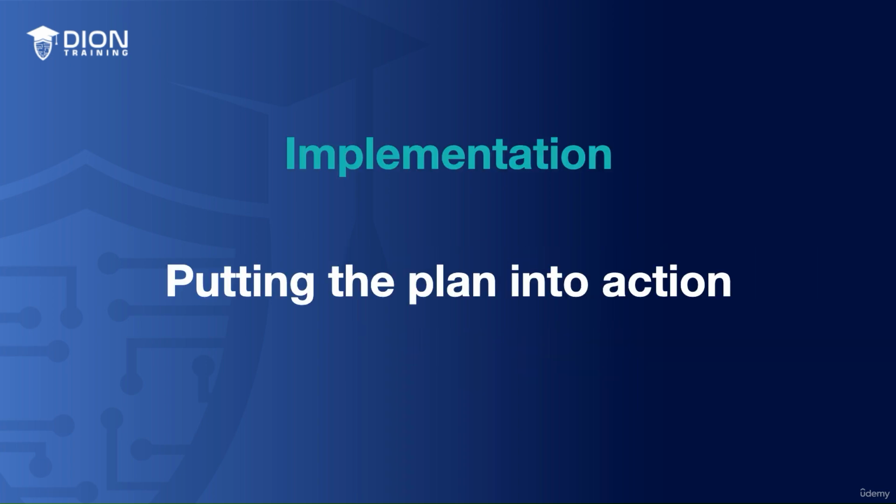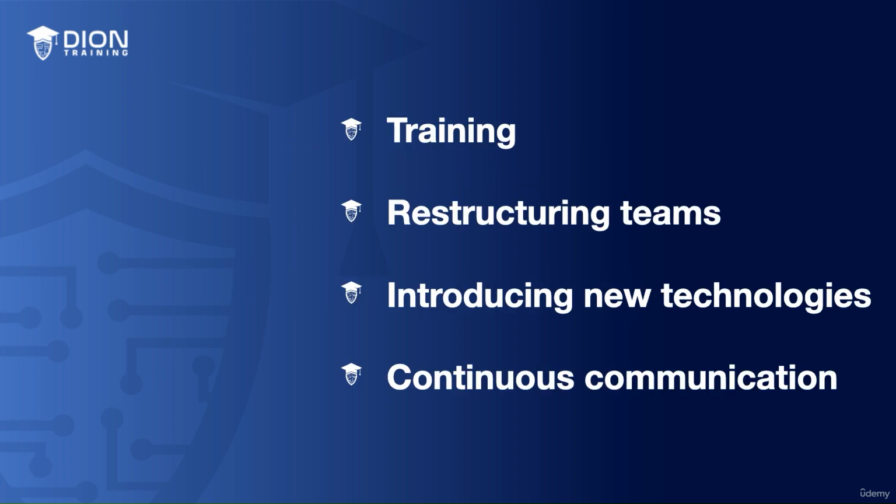Third, we need to implement the change. With a clear vision in place, we need to put our plan into action. Implementing the change might require training sessions, restructuring your teams, or introducing new tools and technologies into your organization. Throughout its implementation, continuous communication is going to be the key to your change success. Now, make sure that you can keep your stakeholders informed about the progress, address their concerns promptly, and be open to feedback to ensure a smoother transition and reduce the overall resistance that you're going to experience.